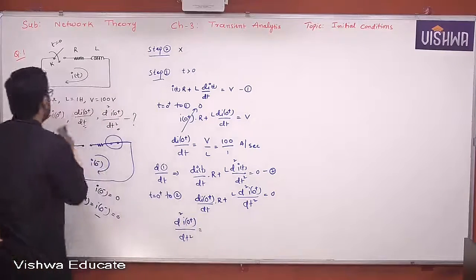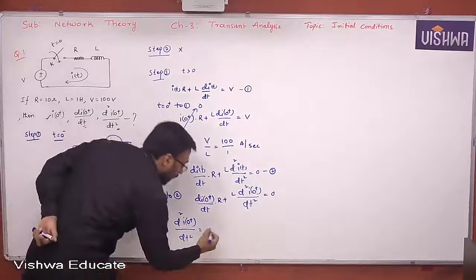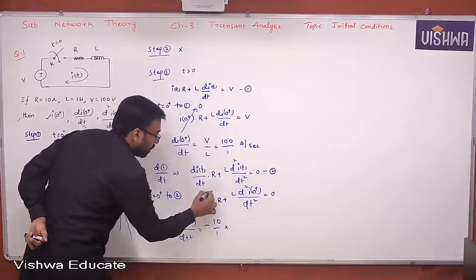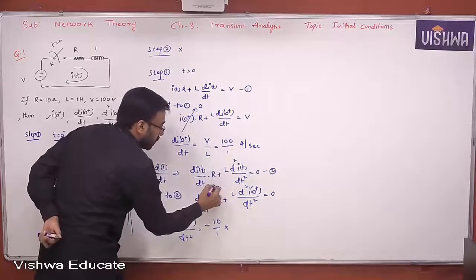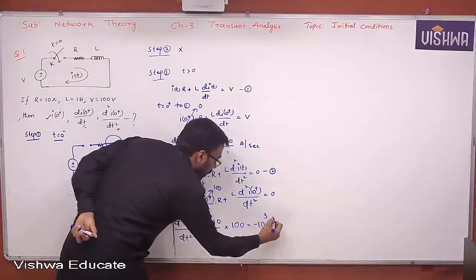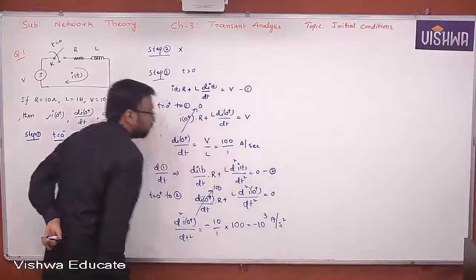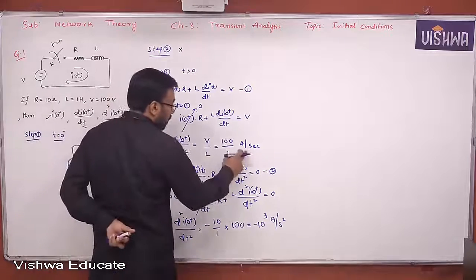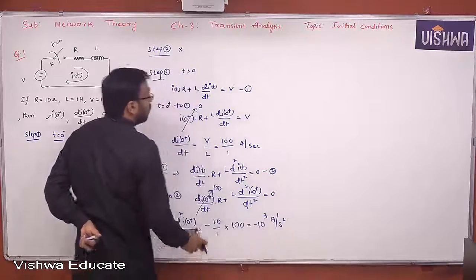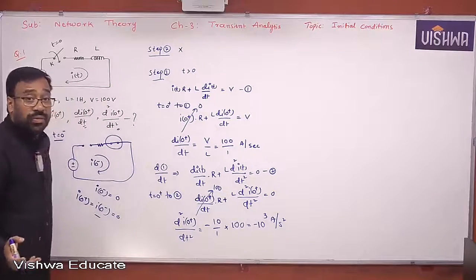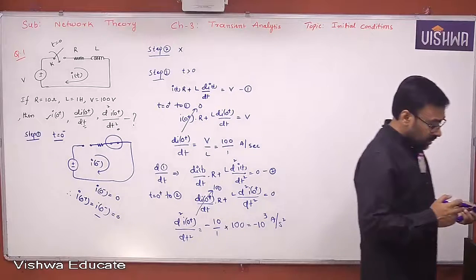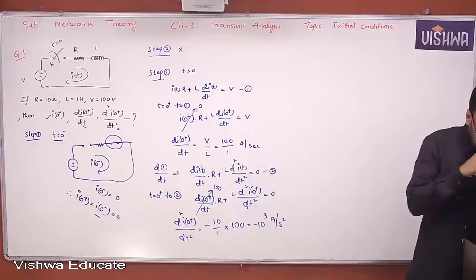What is R actually here? 10 ohm. L is 1 Henry. So minus 10 by 1 into 100, that is minus 10 power 3 ampere per second square. So this is ampere per second, a velocity component, and this is an acceleration component because it is amperes per second square, and current is in amperes. Yes or no? This is how you generally solve the problem. Please note down quickly here, and meanwhile I will note down another problem.